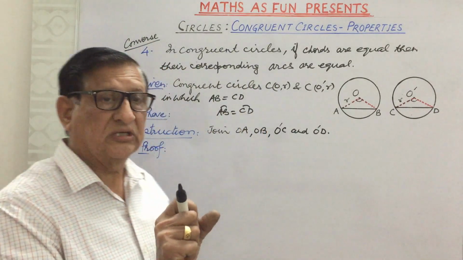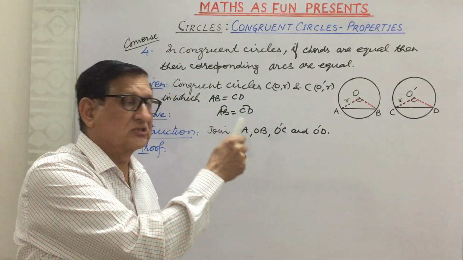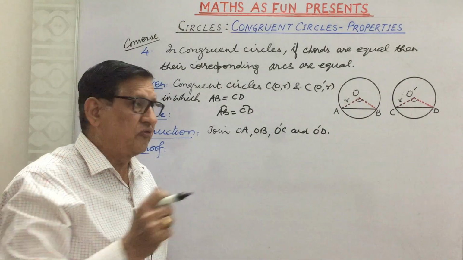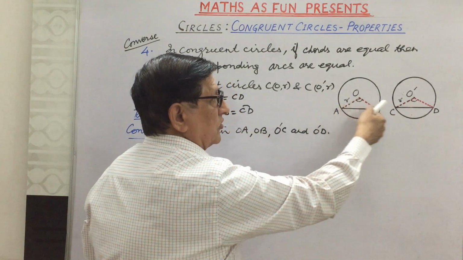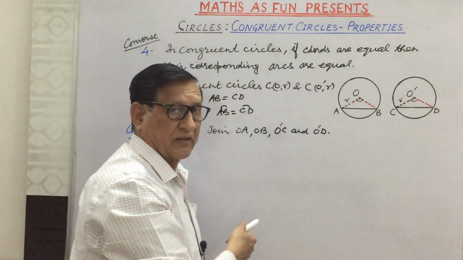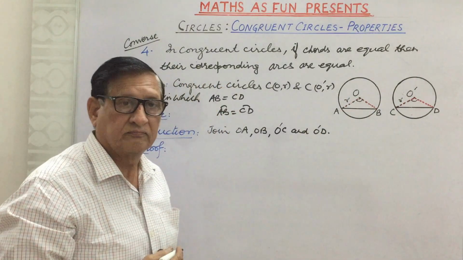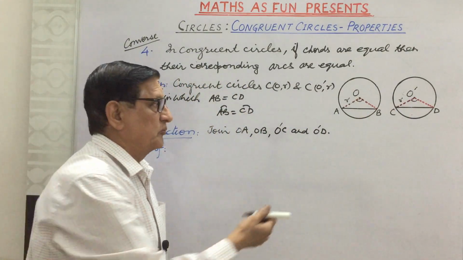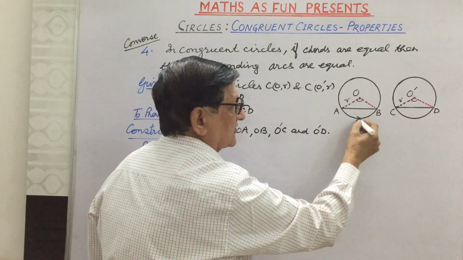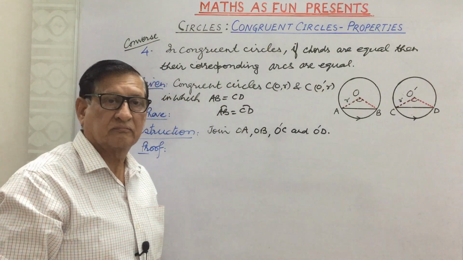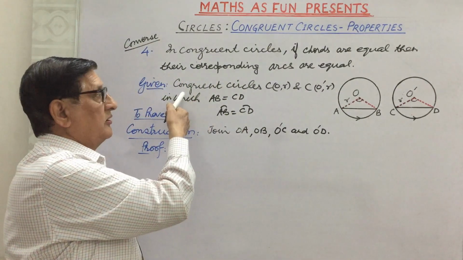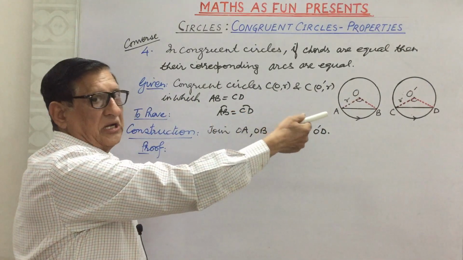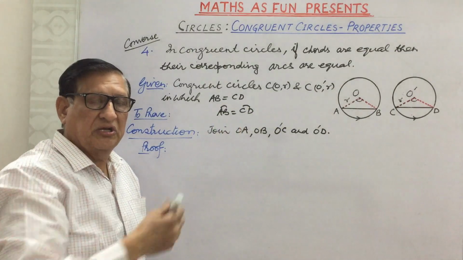The converse of this theorem is that if in two congruent circles chords are equal, then their corresponding arcs are equal. For this we have drawn the diagrams. Two congruent circles with centers O and O' and radius R. In this we have been given two chords AB and CD which are equal to each other, and we have to prove that arc AB is equal to arc CD. So we write, given congruent circles C(O, R) and C(O', R) in which chord AB is equal to chord CD.